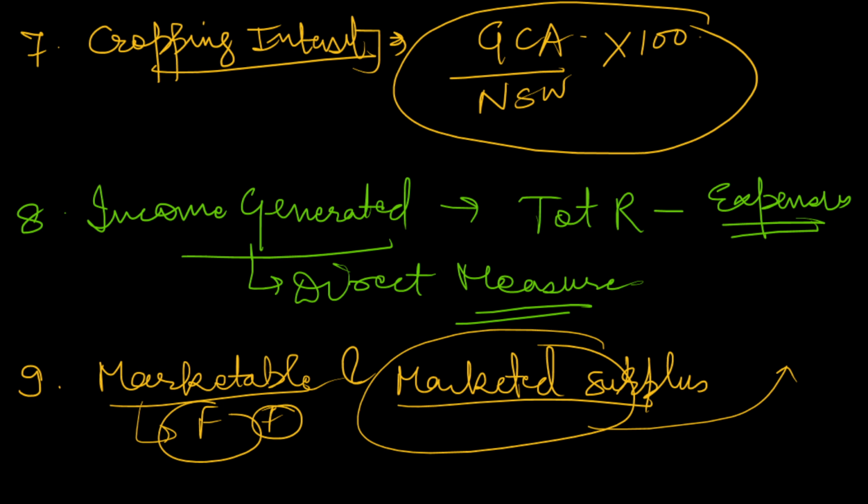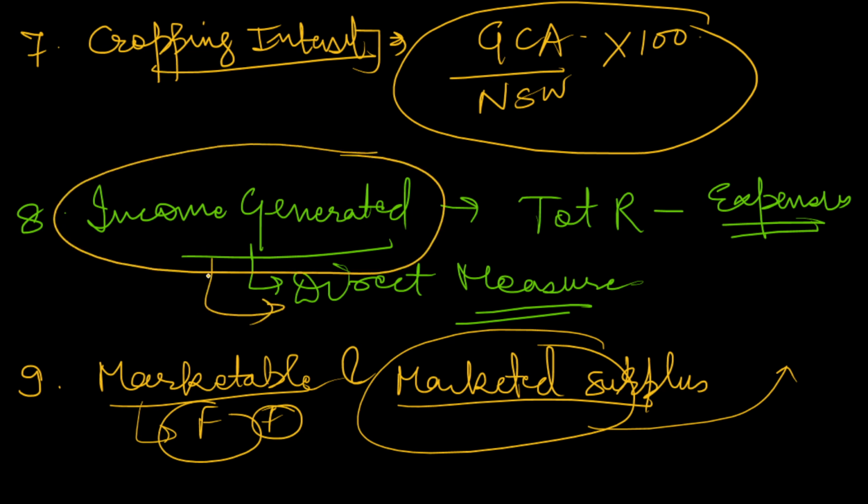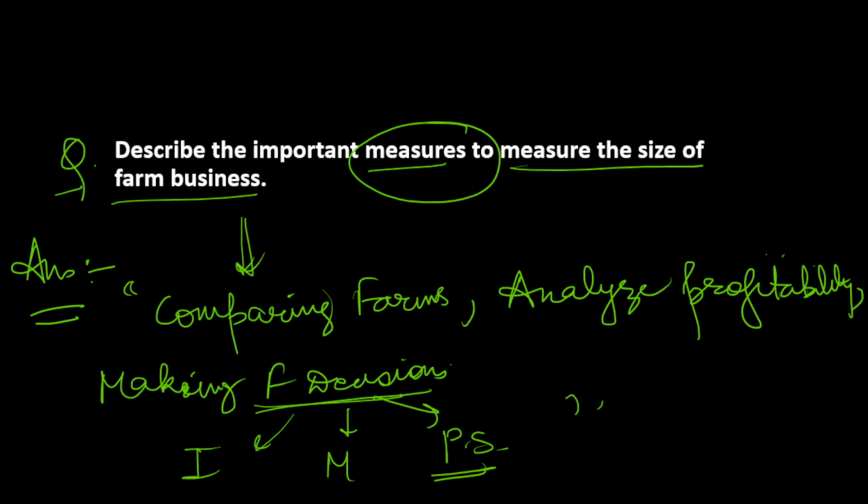And next, obviously, income generated is a direct measure, so you should remember. So I think 8-9 points will be enough. And in the conclusion part, you can write how a combination of physical, economic, and labor related measures could be used to comprehensively evaluate the size and performance of a farm business, and how a profitable farm can be good for the farmer, and if the farm is not profitable, how by measuring the farm business and suggesting ways we can make it profitable. All these things can be mentioned in the conclusion part.